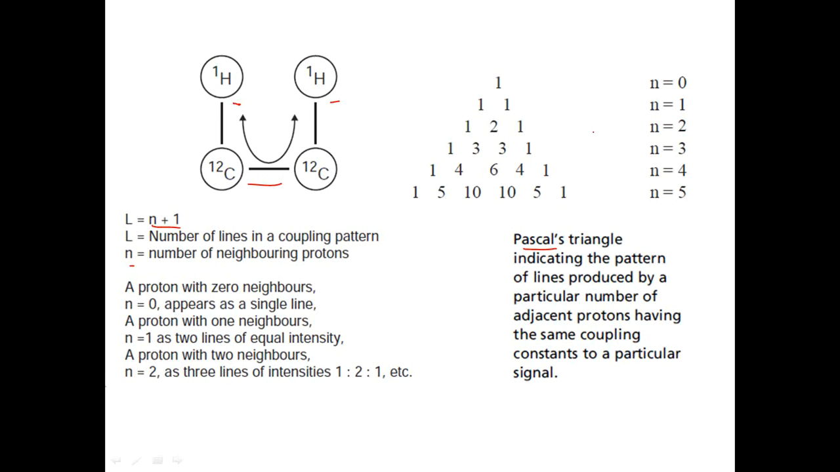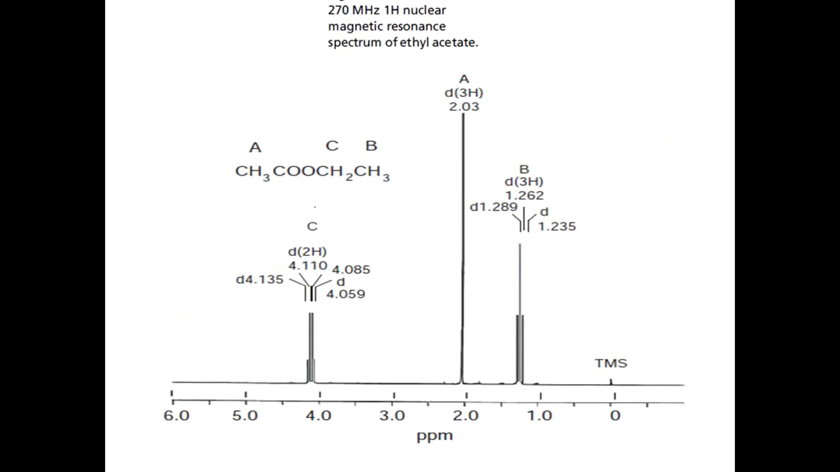If the number of neighboring protons is 2, it shows an intensity of 1:2:1, that is 3 lines, right? And the intensity is how it is. So how are these intensities or lines obtained? For example, we will see again a spectrum of ethyl acetate. You have 3 types of protons here, that is a CH3, CH2 and a CH3.